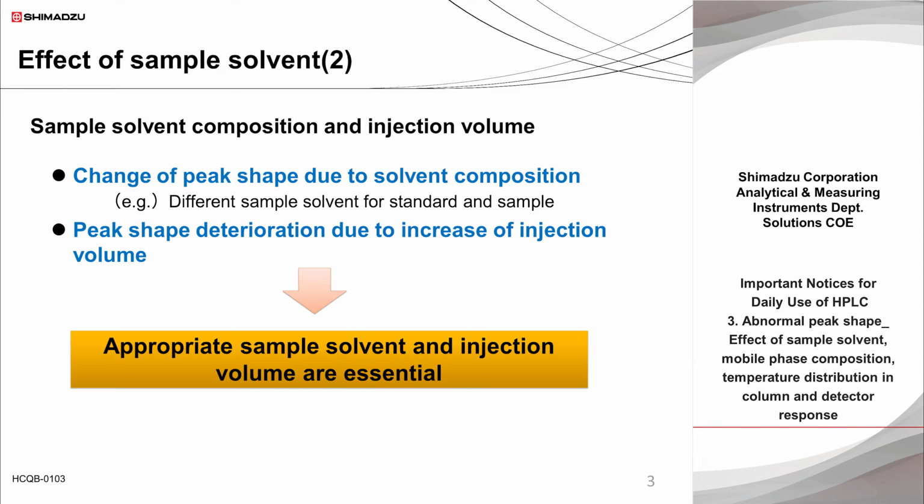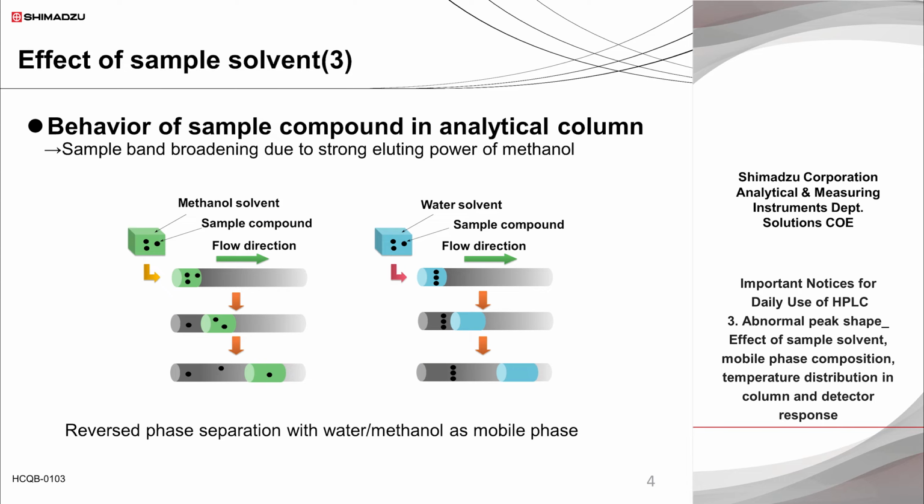In addition to the differences in sample solvent composition shown on the previous slide, injection volume can also have a serious effect on peak shape. In general, peak shape deterioration tends to be greater when the injection volume is increased. What is the mechanism of this peak deterioration? Here, the effect of the sample solvent is explained using reversed phase mode in which a water and methanol mixture is used as the mobile phase.